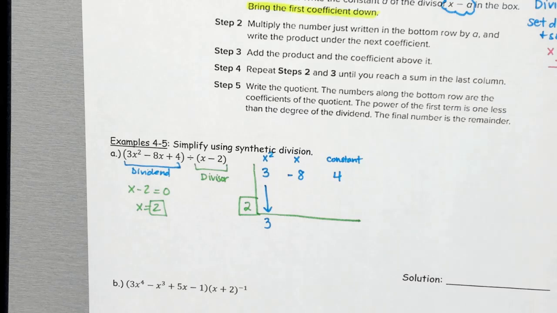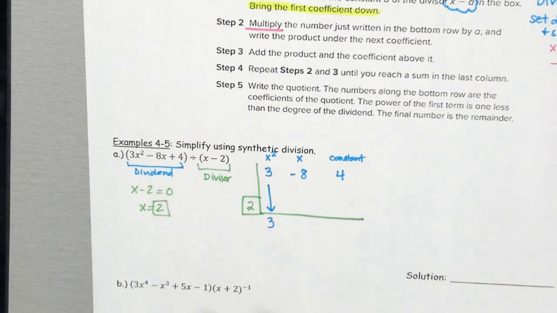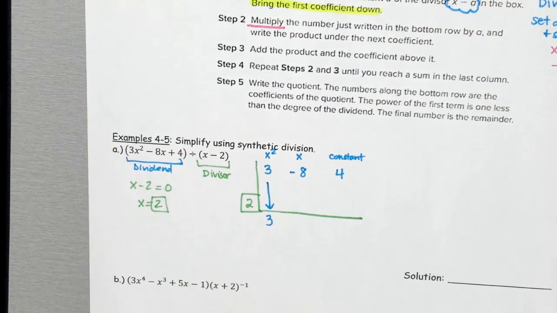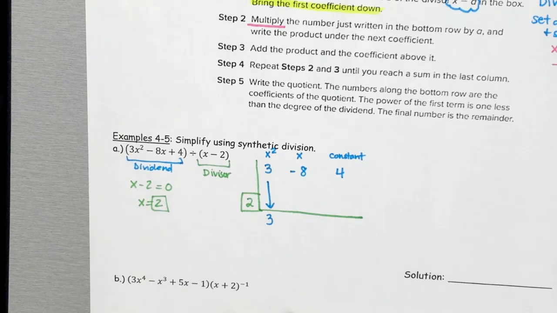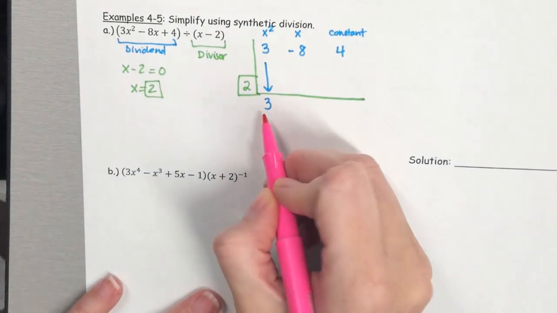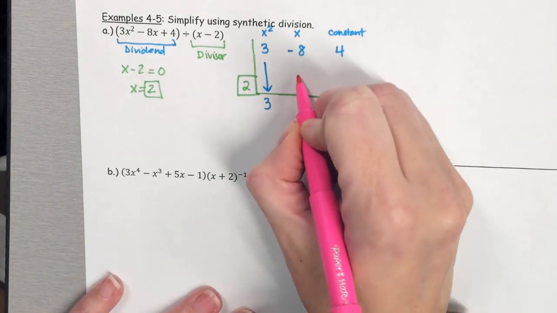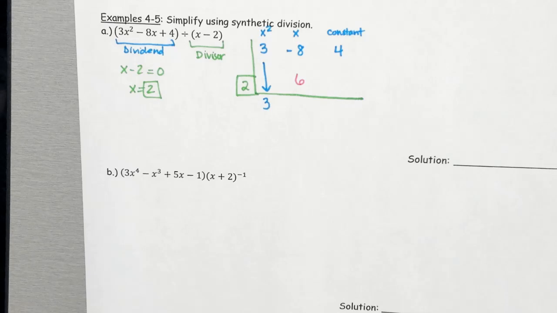And this is where the fun happens. So now, it says to multiply the number just written in the bottom row by your A value, write the product under the next coefficient. So all we're going to do is multiply 3 times 2. So 3 times 2 is 6, and that's just going to go in this column.